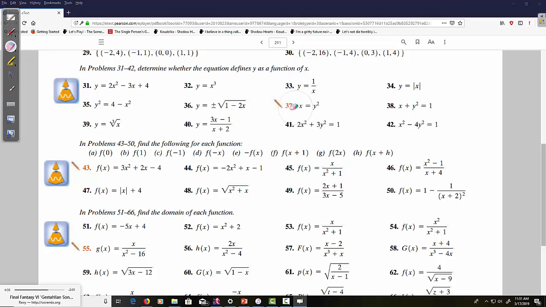But if I look at, say, this one, x equal y squared. Well, let's solve that for y. So I've got x equal y squared.